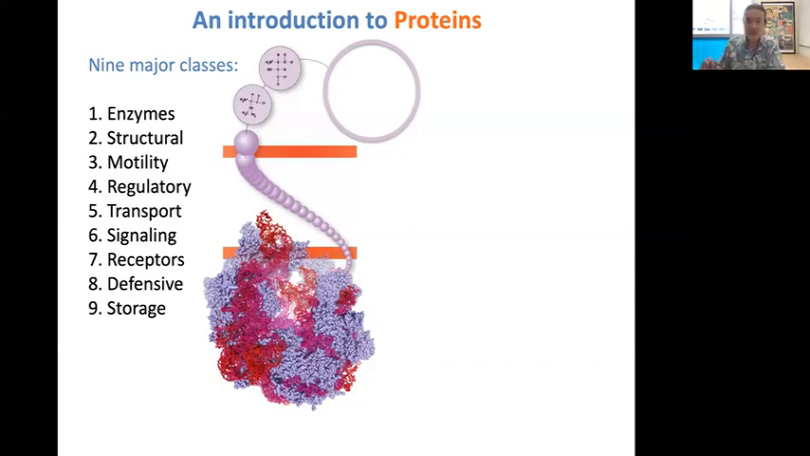Right? Signaling, so meaning different messages that are transmitted inside the cell or maybe out of the cell or received from outside. Receptors are special proteins that handle receiving messages so that the cell can respond to different things that are happening. There are proteins that act in a defensive way to protect our cells against things like pathogens, like bacteria or viruses. And proteins can be useful for storage. Right? So for right now, just be familiar with these 9 different sort of main ways that proteins function.